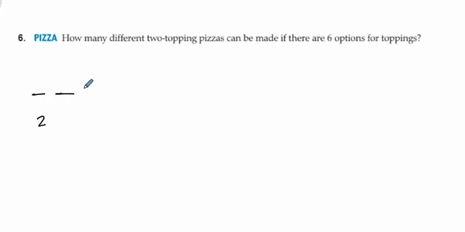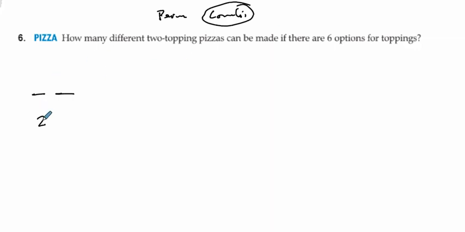And so here, is this a permutation or a combination? Well, is order important? Does it matter if you pick sausage first and pepperoni second, or if you pick pepperoni first and sausage second? No. So this is a combination one, and so we will have a division step on this one.